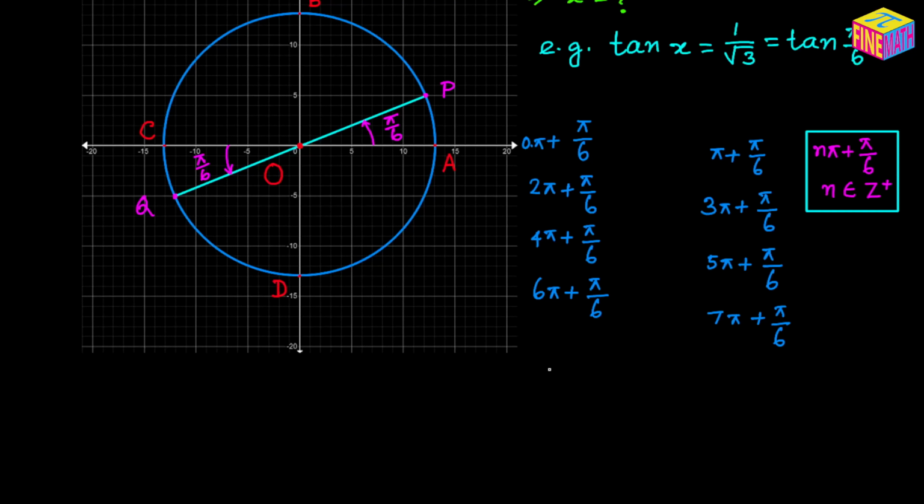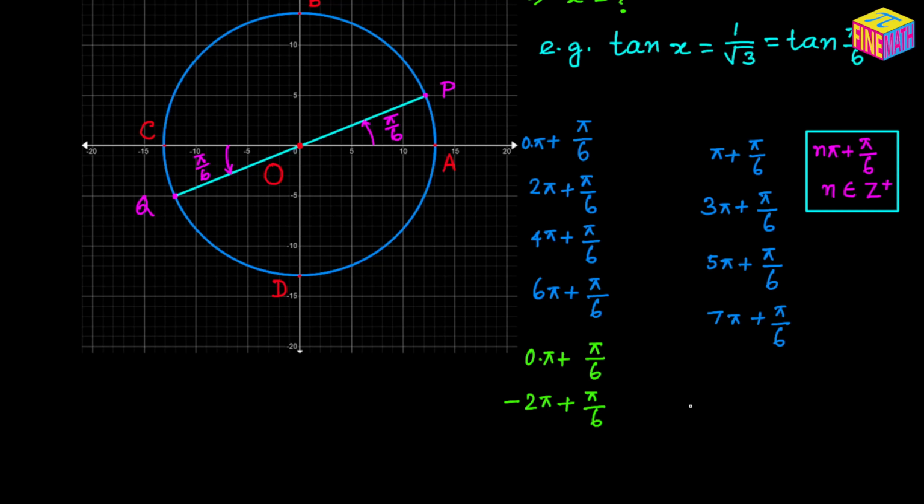Now if we rotate OP in the clockwise direction, then we have to add a negative 2 pi angle with it. So then the initial angle that it creates with the positive direction of x-axis is pi over 6. We can call it 0 times pi plus pi over 6. And if we rotate it one full circle in the clockwise direction, then we have to add negative 2 pi angle with it. So I'm adding negative 2 pi plus pi over 6.